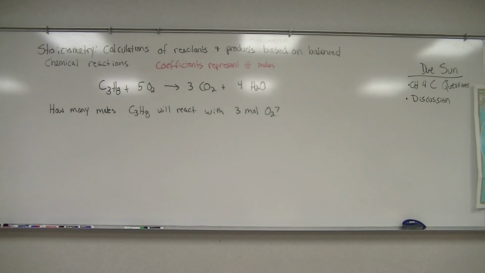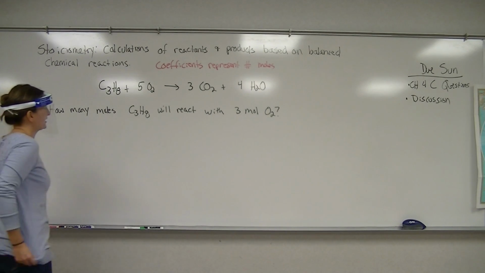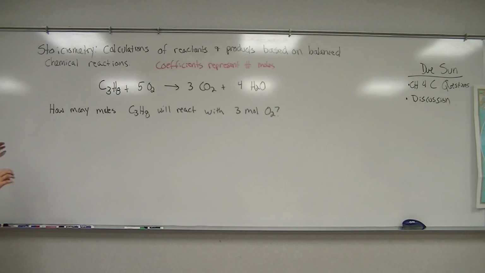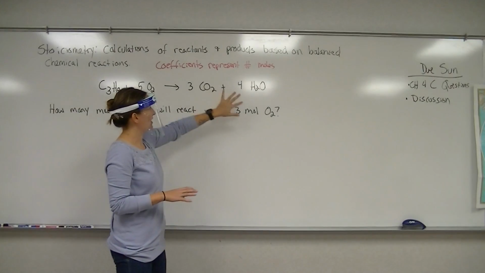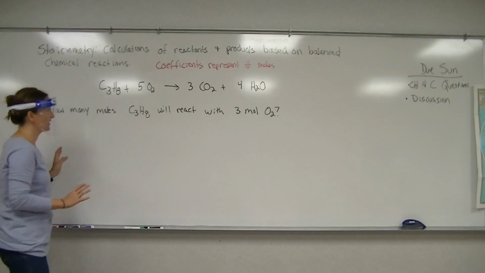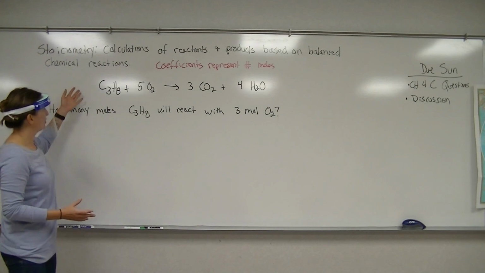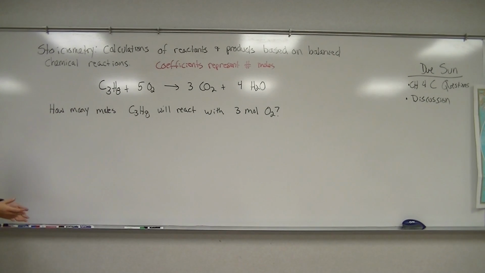Stoichiometry. So, like I said, that's probably spelled wrong. What is stoichiometry? It's calculations of reactants and products based on a balanced chemical reaction. So the reason we even learned about balancing by adding coefficients, making sure the atom count was the same on both sides, was that we could use that balanced chemical reaction to do calculations with.